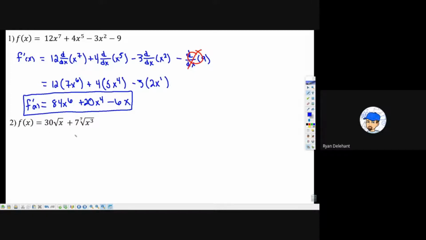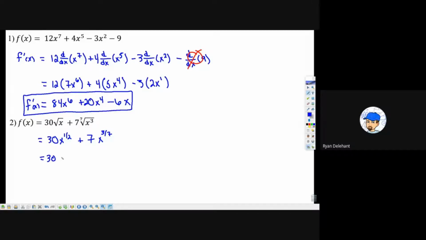We're going to do the same thing right here, but I'm going to rewrite it first. So this is 30 times x to the 1/2 plus 7 times x to the 3/7. So the first thing you want to do when you see a radical is rewrite those things as fractional exponents. Now we can follow the same pattern that we did up here.